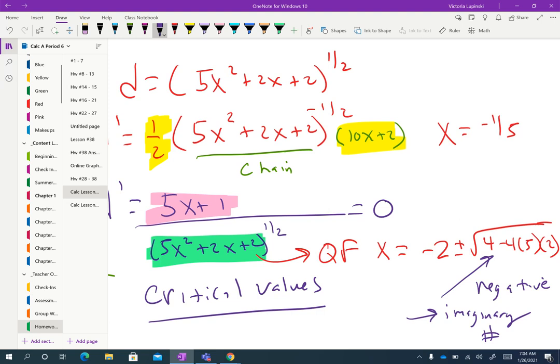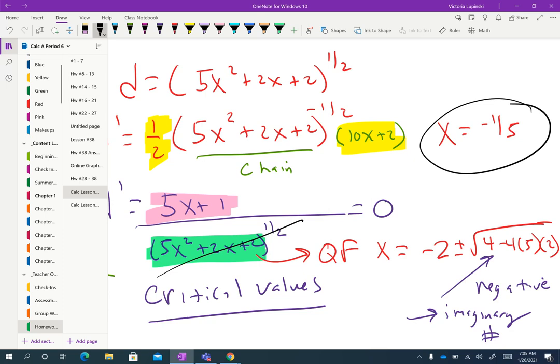So the fact that there are only imaginary solutions means that there are no critical values from the denominator, which means that I can't find any values there. So while that was annoying to have to use the quadratic formula, there is good news. If the only critical value is negative 1/5, then that does in fact have to be the answer. So x equals negative 1/5.